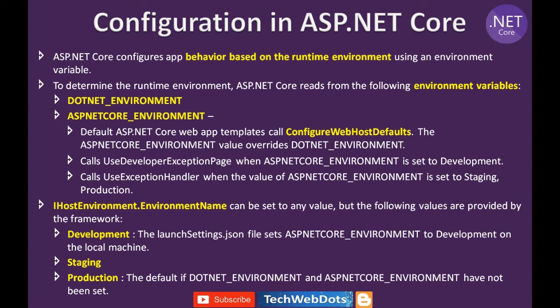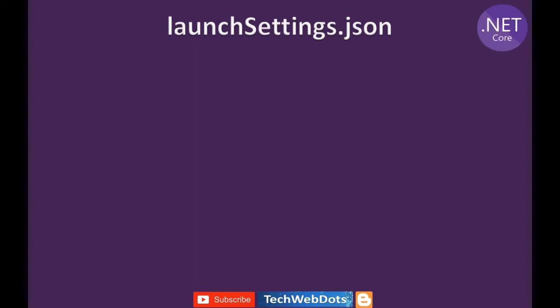In launch settings.json, we set the value of ASP.NET Core environment to development on the local machine. And for staging, definitely we will mention them in staging. And for production, the default .NET environment and ASP.NET Core environment have not been set, because for production we use appsettings.json file. Okay, so now what is launch settings and where is it?